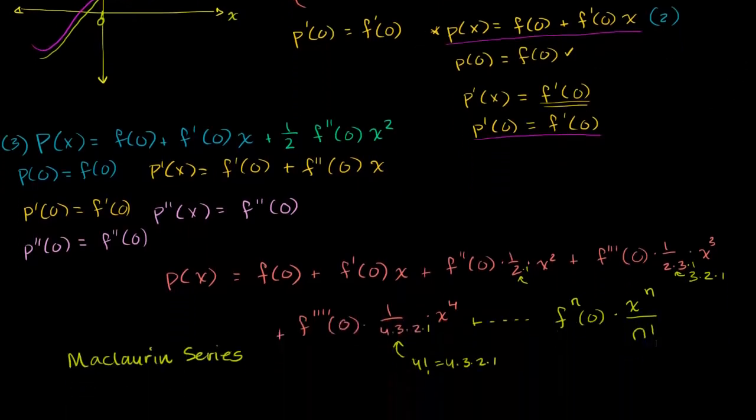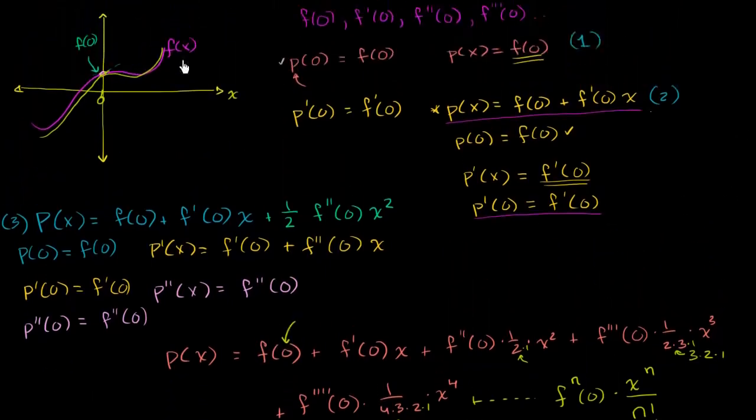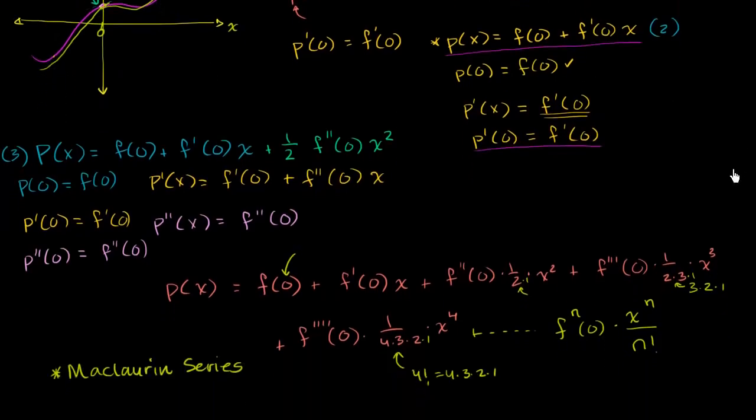In the next video, I'll do this with some actual functions, just so it makes a little bit more sense. And just so you know, the Maclaurin series is a special case of the Taylor series because we're centering it at 0. When you're doing a Taylor series, you could pick any center point. But we'll focus on the Maclaurin right now.